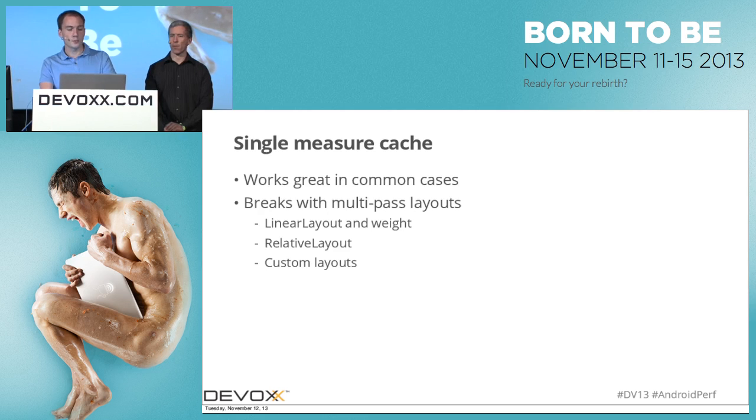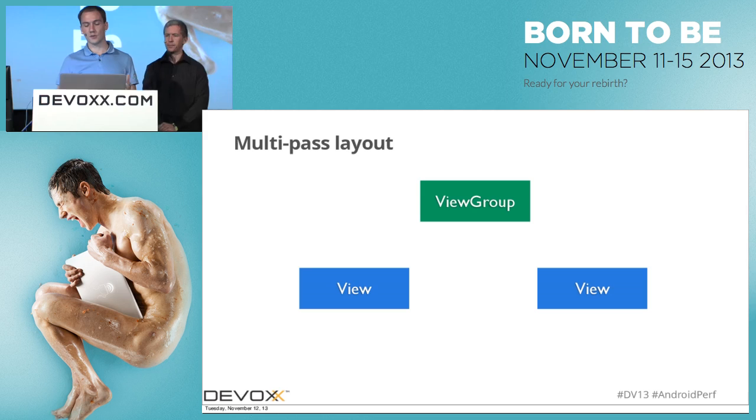It worked really well. The problem is we have a couple of multipass layouts, in particular linear layout when you use the layout weight attribute on the children, or relative layout, or any custom layout that you might have from a library that you're using, or a custom layout that you wrote. In a multipass layout, that optimization just doesn't work.